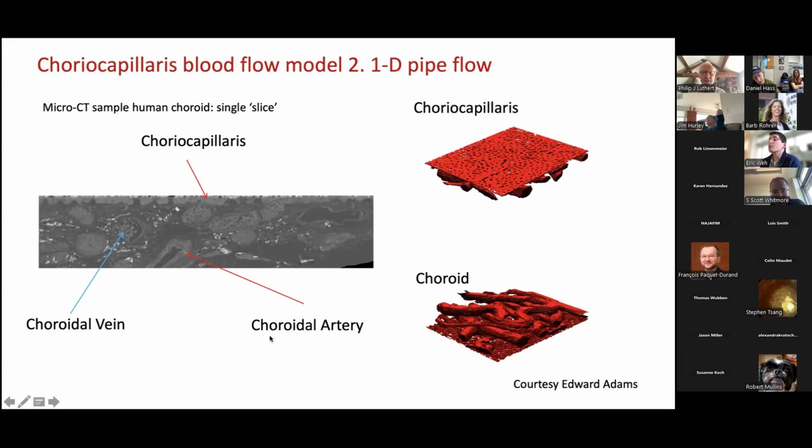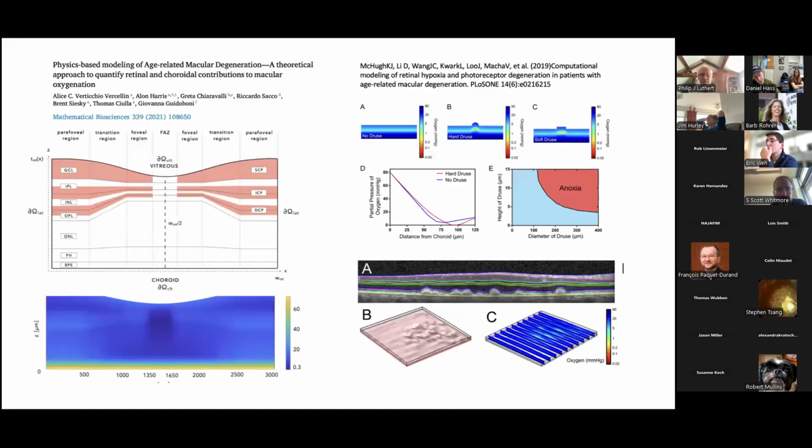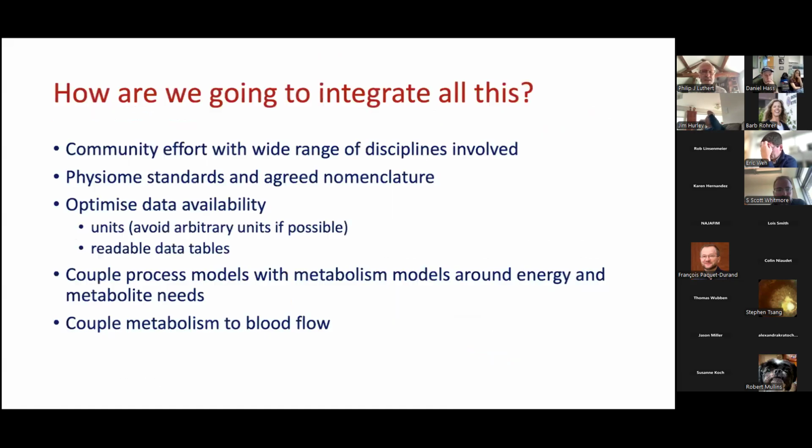Edward Adams has been taking a different approach, using micro CT reconstructions of the choriocapillaris and using a pipe model, and looking at the impact of changes in diabetes, but with a different approach to Musa. He comes up with similar conclusions. Other people are, of course, doing this kind of work, and that's just a pointer to some of the other work that's being done both in normal retina and disease.